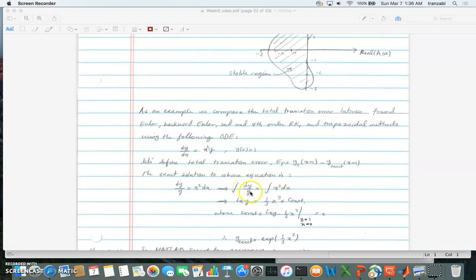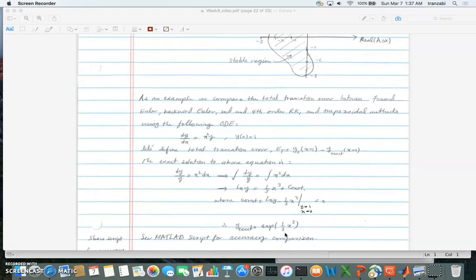So now we have log y on the left side and 1/3 times x cubed plus some constant on the right side. The constant of integration can be found by applying the boundary condition. So at the end of the day, we can calculate the exact y, which is going to be the exponential of this.